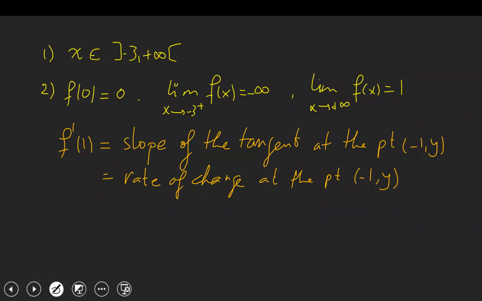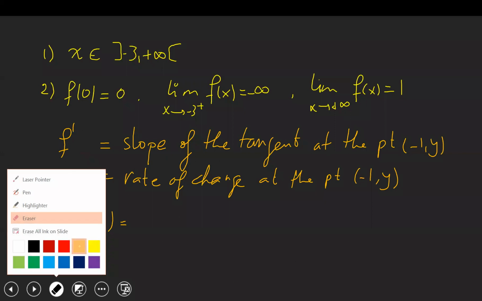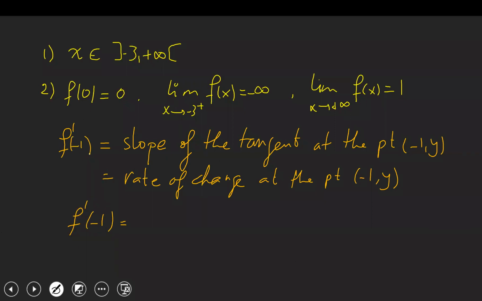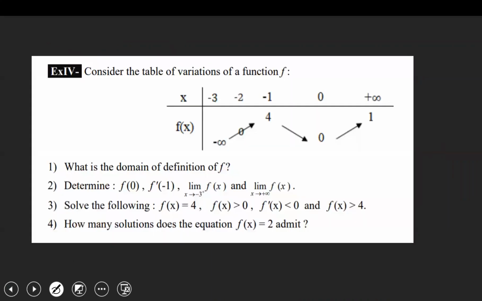So what do we write here? We write f prime of minus 1. You can simply write f prime of minus 1 is equal to what? Is equal to 0, because we have a horizontal tangent, or because we have a maximum, or because the function is constant. We continue to part 3.